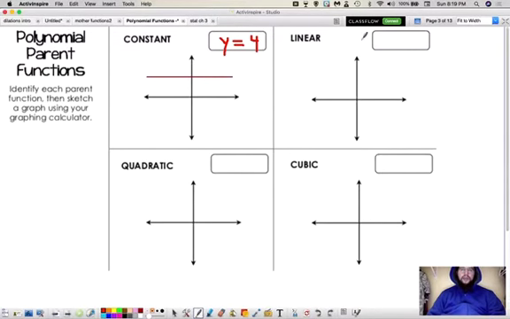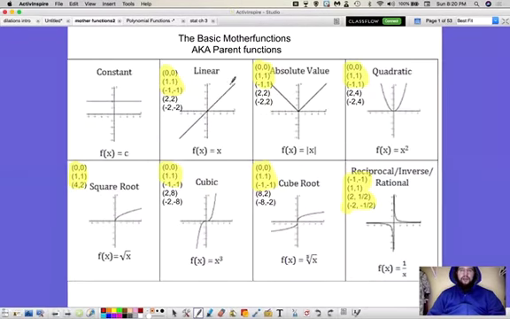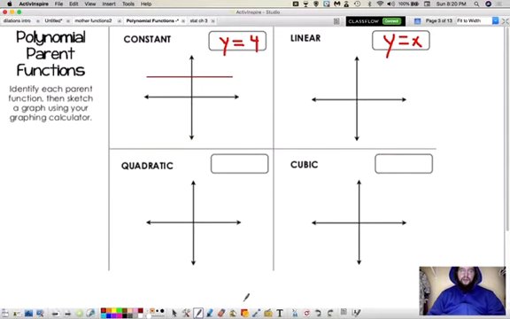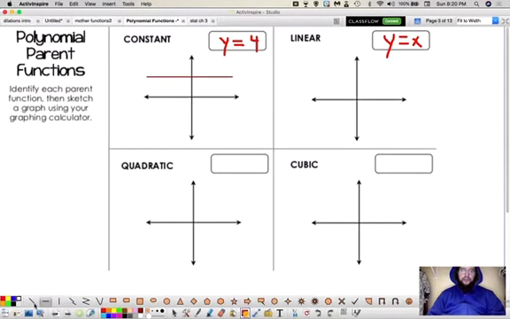Linear. The basic linear mother function is y equals x. Slope of 1, y-intercept of 0. And here's that one right there. So I'm going to try and estimate it nicely, something about like that. Slope is 1, y-intercept is 0.